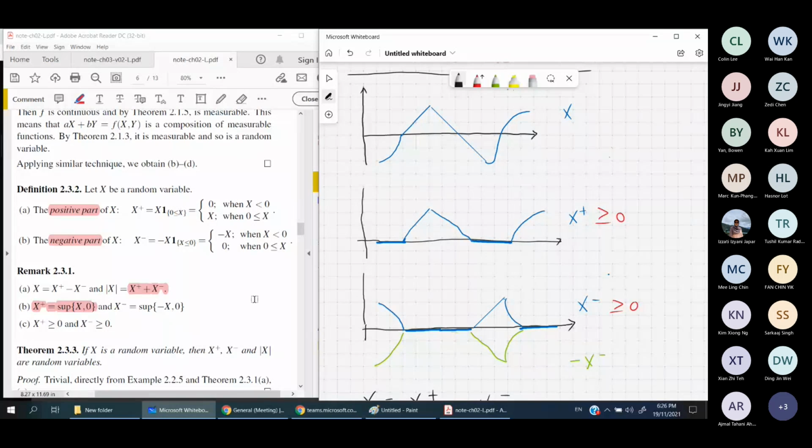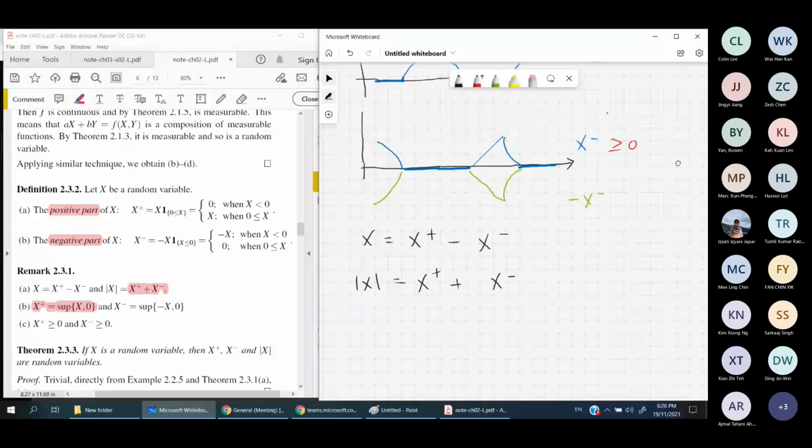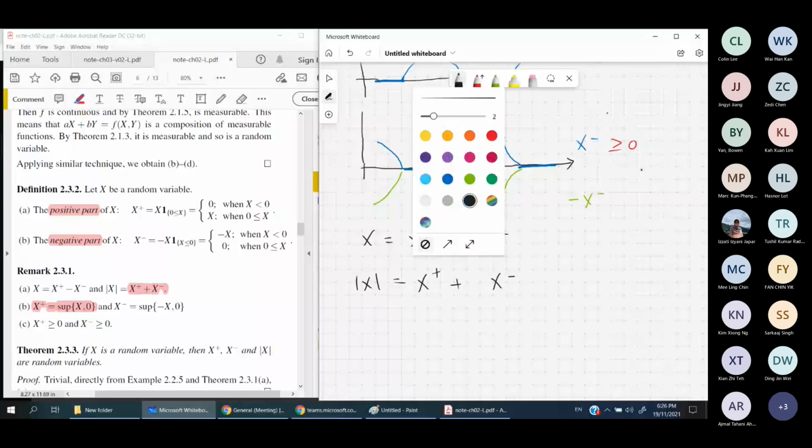Now we just go back to this. And we have this. It's clear. x plus will be, because we only have two of them, the maximum of x and 0. And x minus is the maximum of minus x and 0.